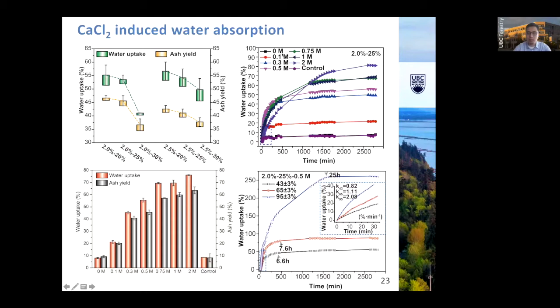So we look at the water uptake of the printed cellulose without any cross-linking. It only absorbs about 5 to 7% water, which is minimal. As we increase the calcium chloride content, we can significantly increase the water uptake. For the 2 molar calcium chloride, we can increase to about 80% water uptake. I believe this is at 43% relative humidity. Then we look at the ash content with different calcium chloride, and it's still the same thing, proportional to the water uptake.